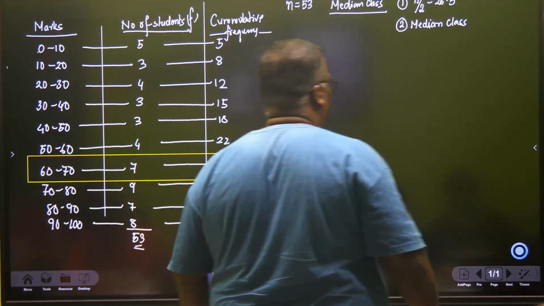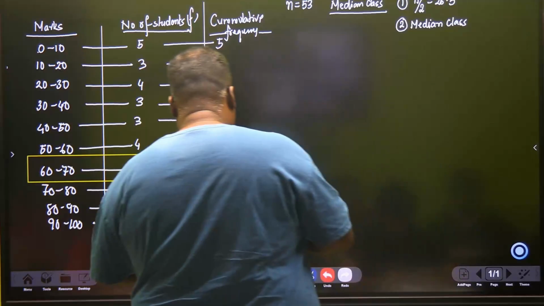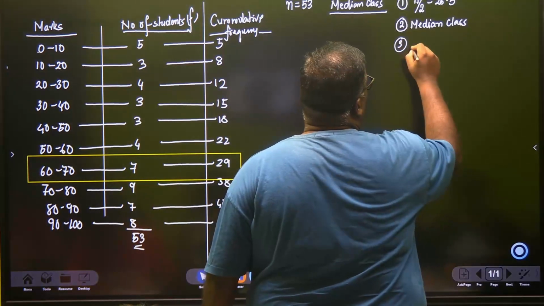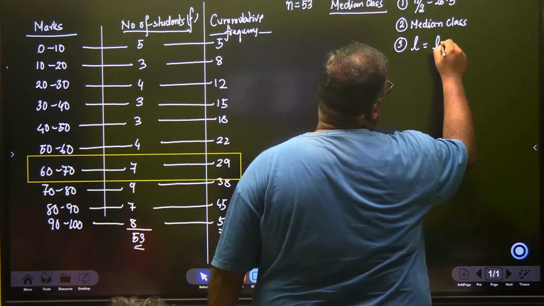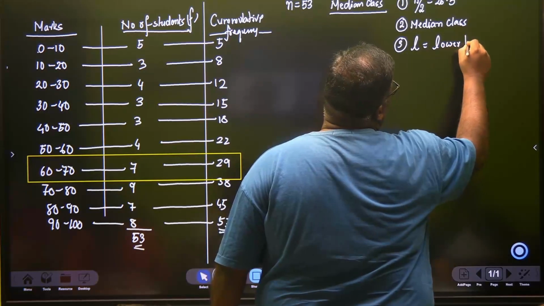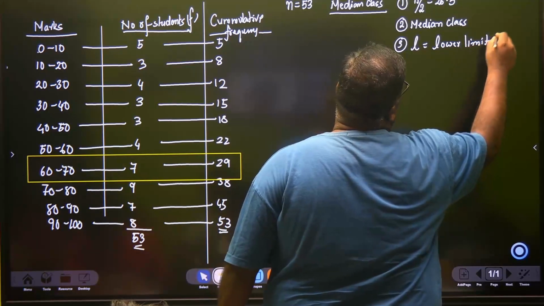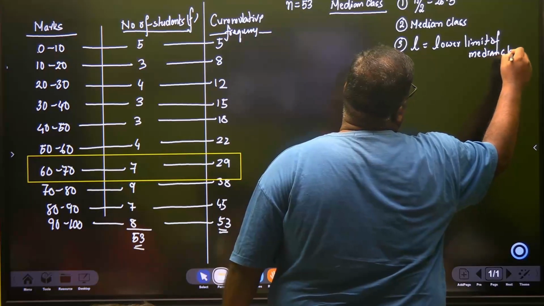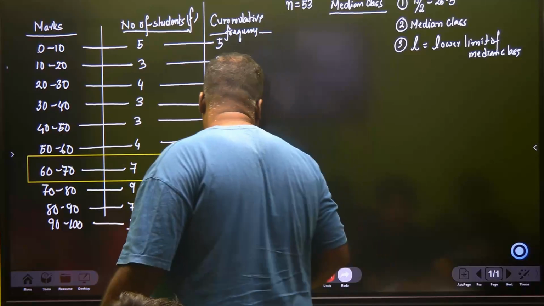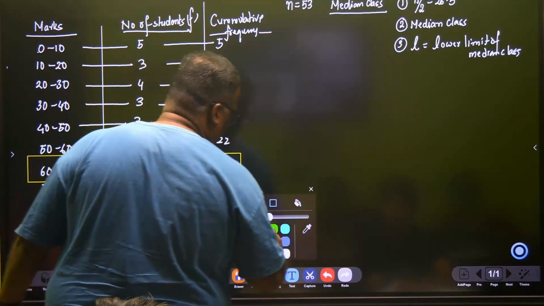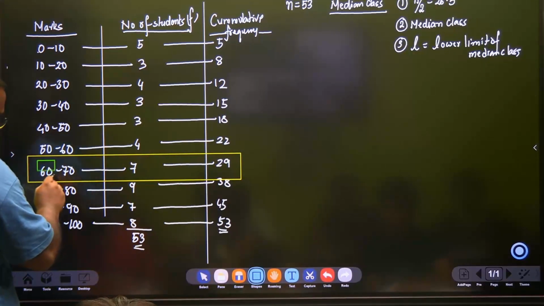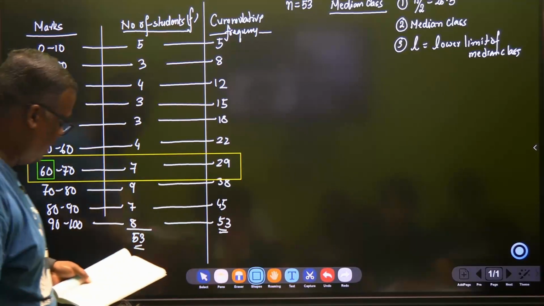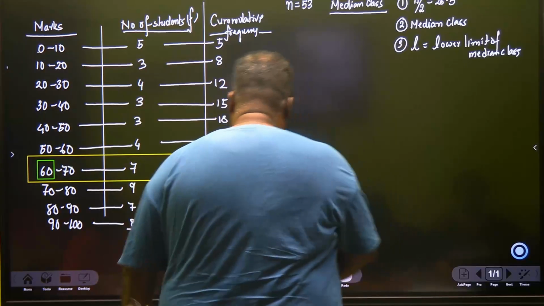Once you have identified the median class, after that you have to identify something called L. L will be the lower limit of the median class. What do we understand by lower limit of median class? Sir, by lower limit of median class, we understand this value called 60. This is the median class and this is the lower limit of the median class.